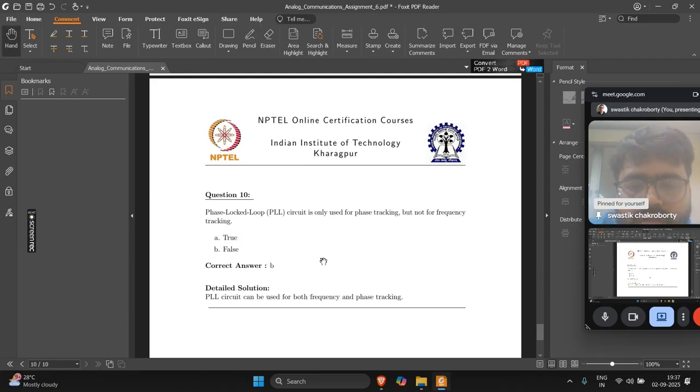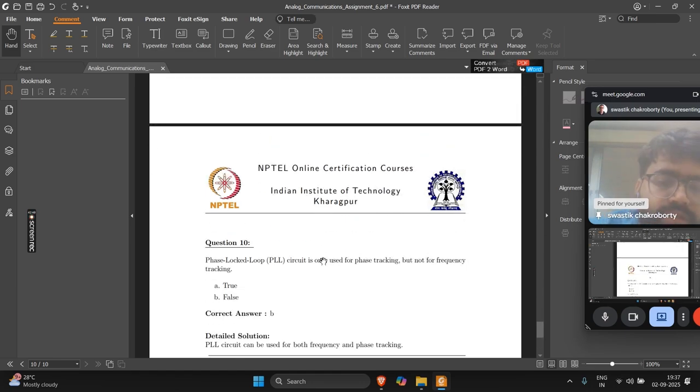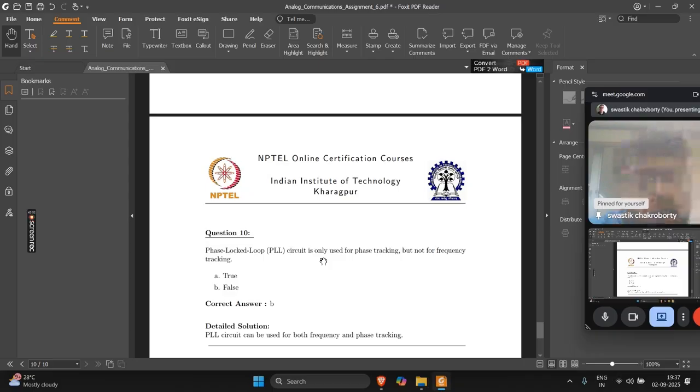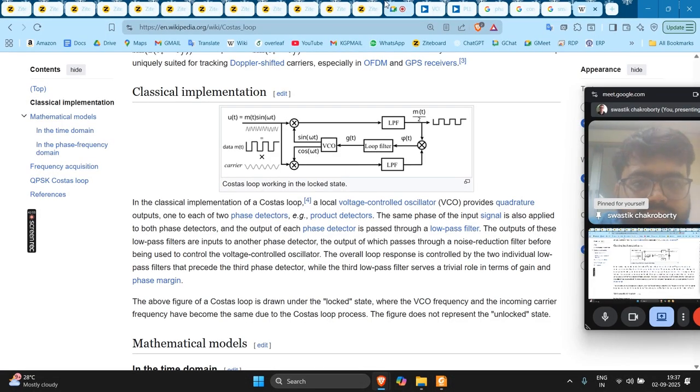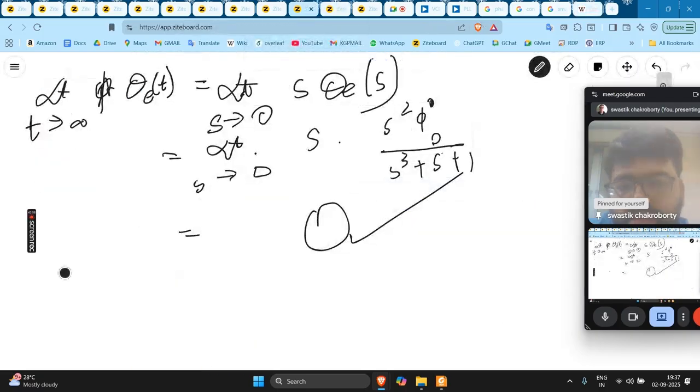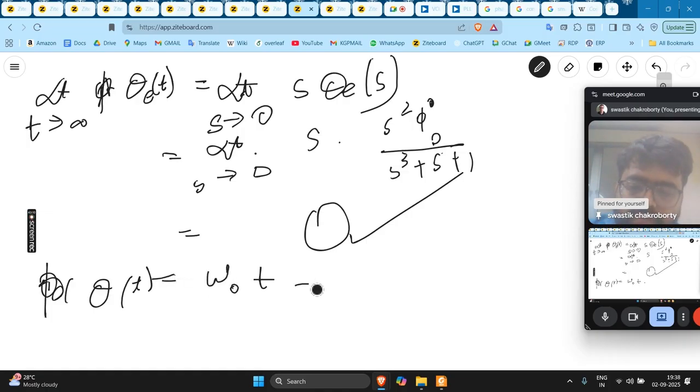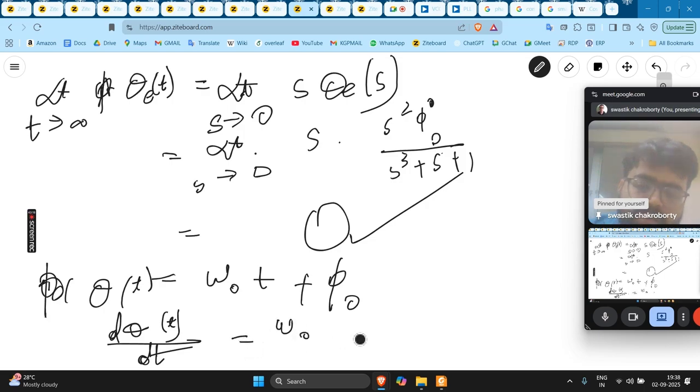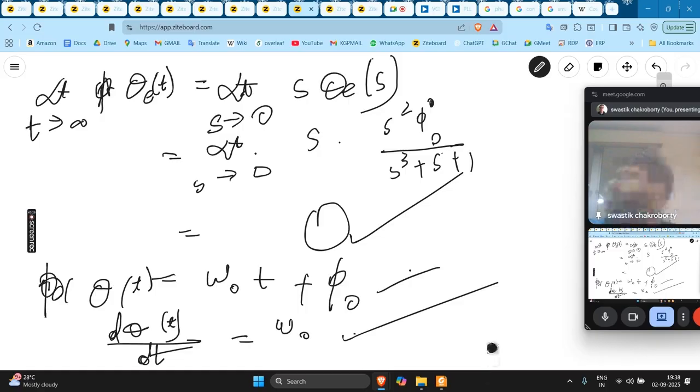Now, a phase lock circuit is only used for phase tracking, not frequency tracking. Now you see, the name implies phase lock loop, so it is locking onto a phase. But what is phase? Phase in normal circumstances is theta t equal to omega naught t plus phi naught. So if you differentiate the phase, what do you get? You get frequency. So when you are tracking phase, if you take the derivative of the tracked phase, what you get is the tracked frequency.